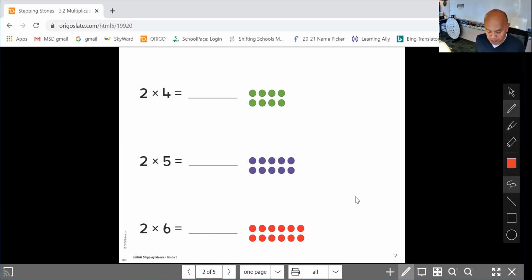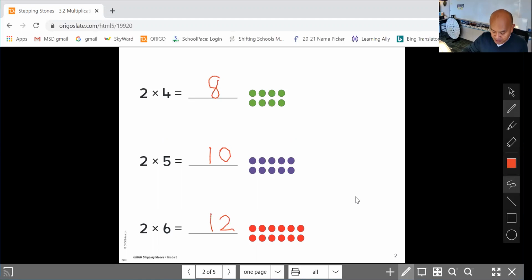Some more times twos. Who knows what 2 times 4 is? Go ahead and count the dots. If you know the answer, and you said 8, good job. And I see a pattern here too. Okay, 2 times 4, 2 times 5, 2 times 6. I see a pattern. 2 times 5 is 10. Okay, 8, 10, and then 12. Okay, the twos are kind of easy.